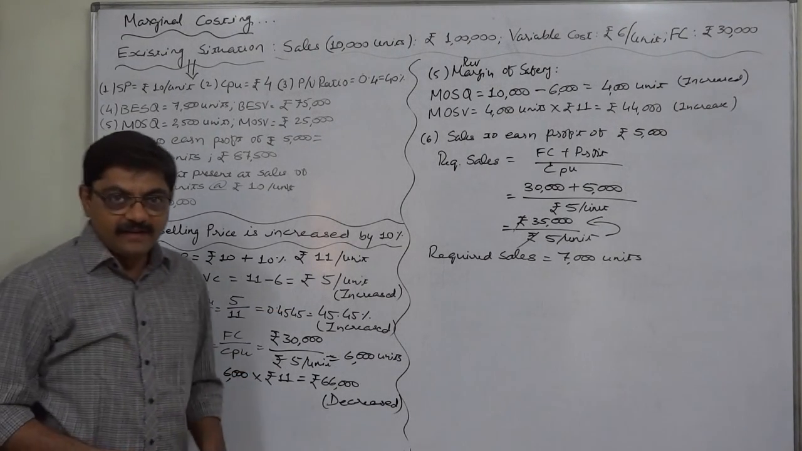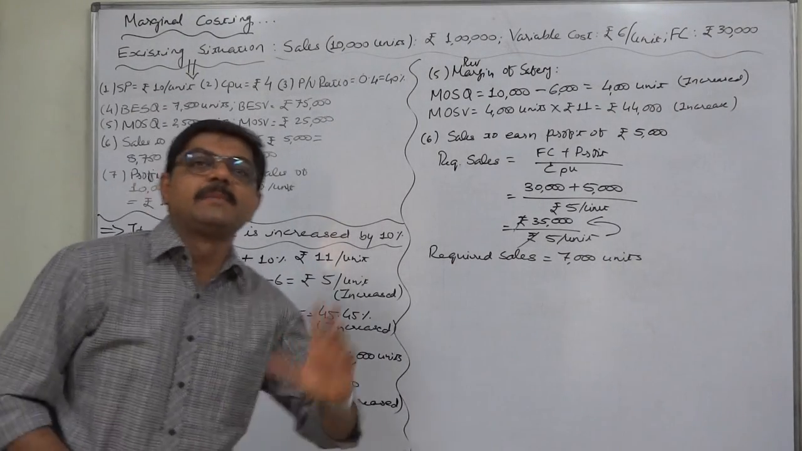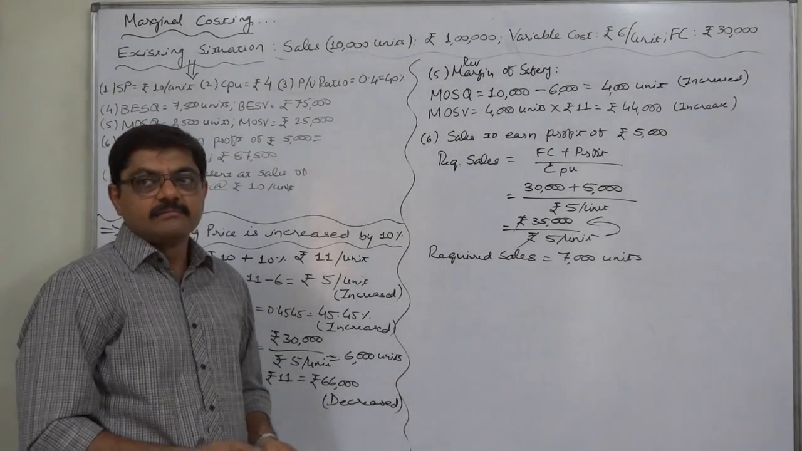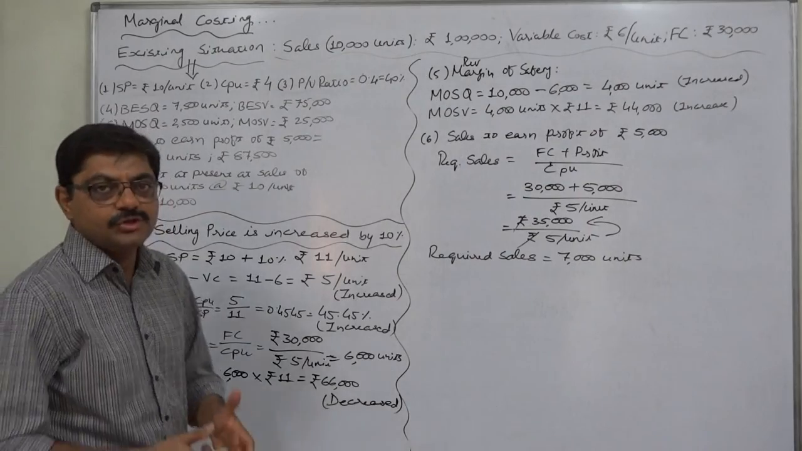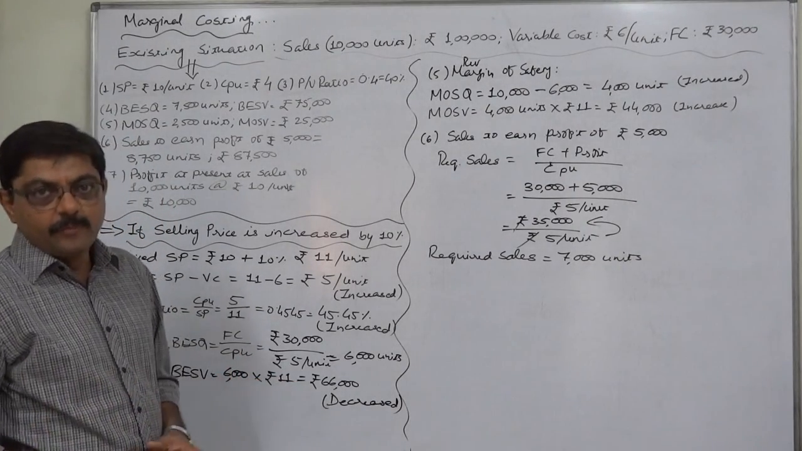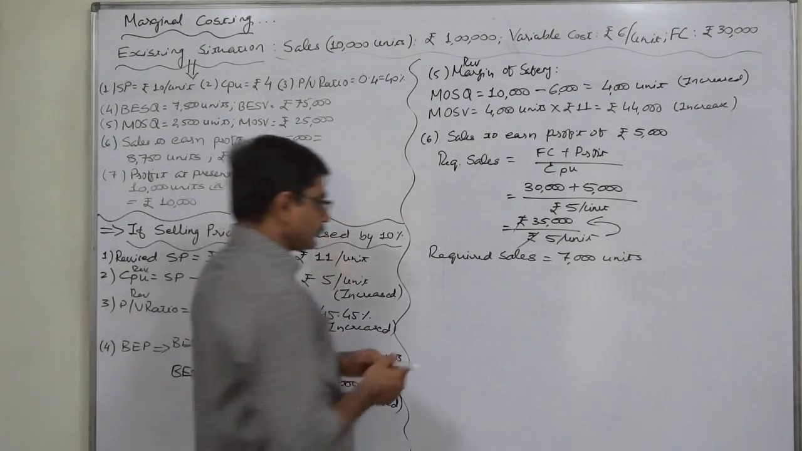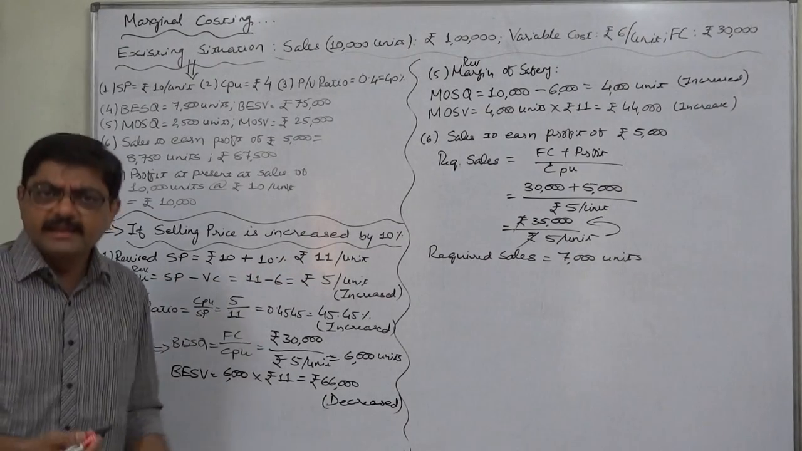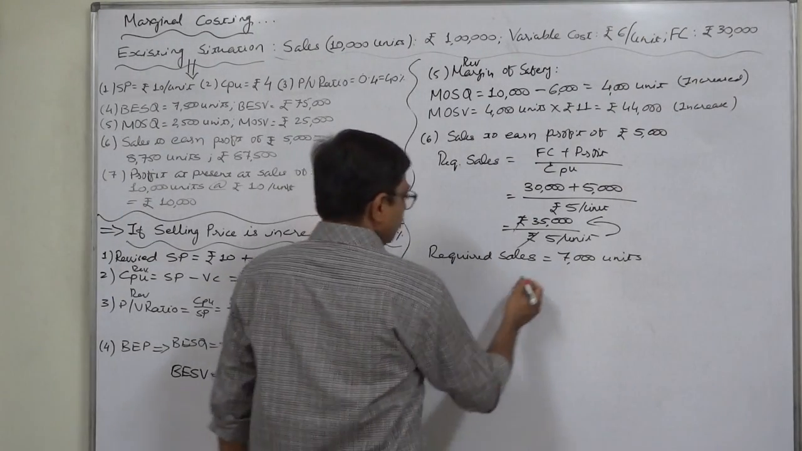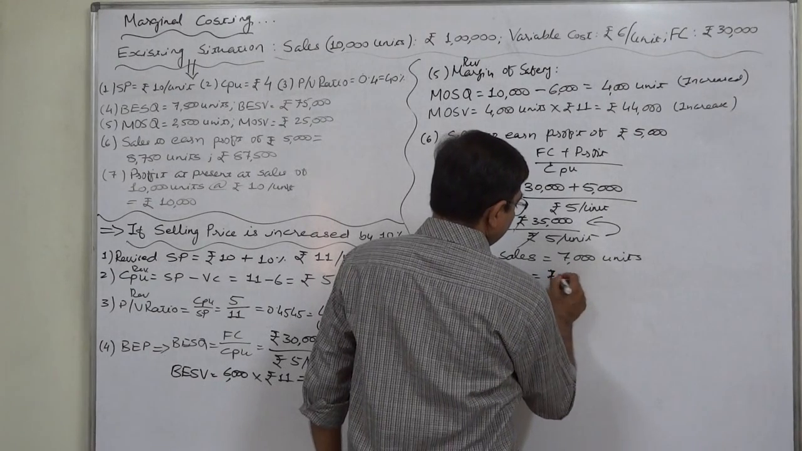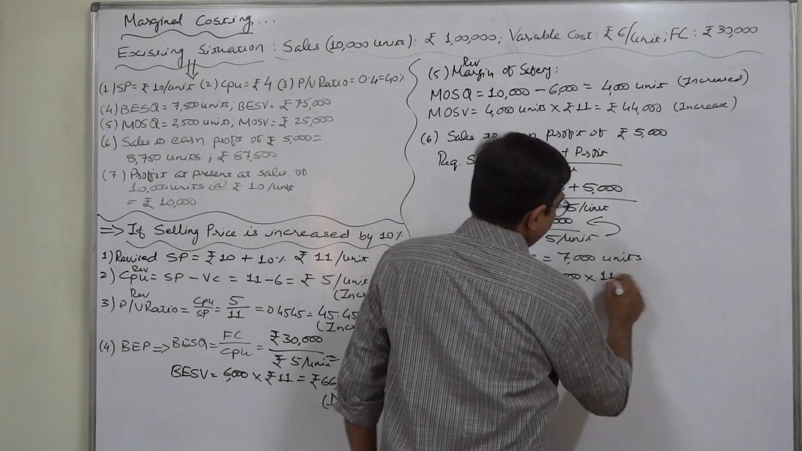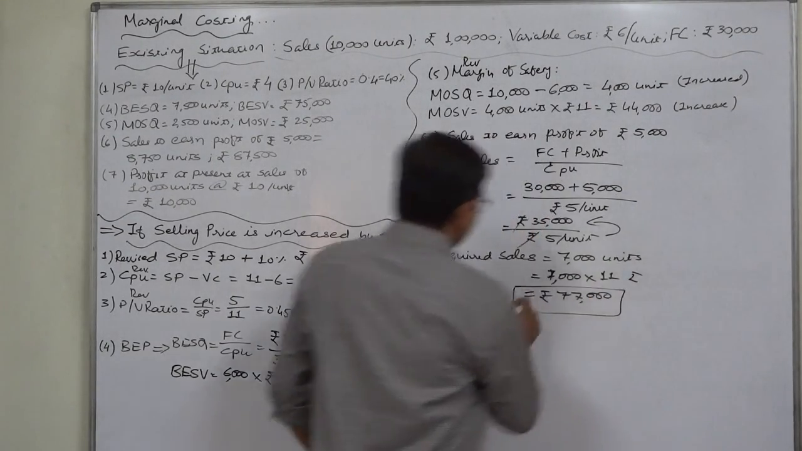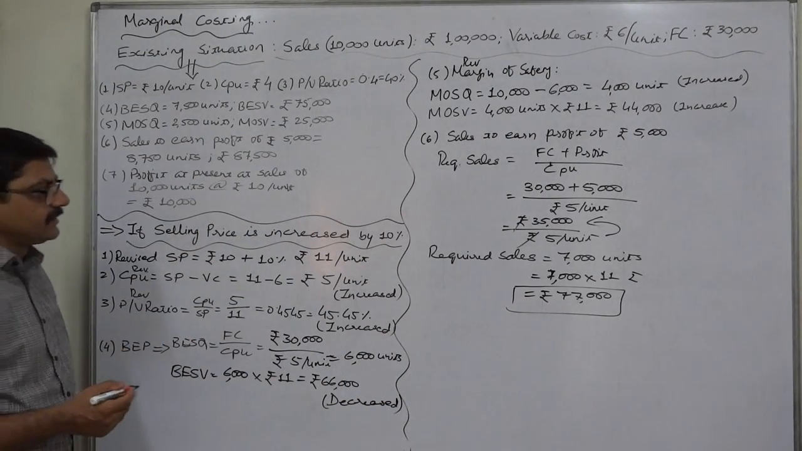But in real life, to increase the selling price is not that easy, because we have to consider so many factors like paying capacity of customers or consumers, pricing policy of competitors, etc., etc. But these are hypothetical situations. We are just examining the effects of such kinds of situations. And in terms of rupees, it will be 7,000 into 11 rupees, so it will be 77,000 rupees. That is also less than the existing amount of rupees 87,500.